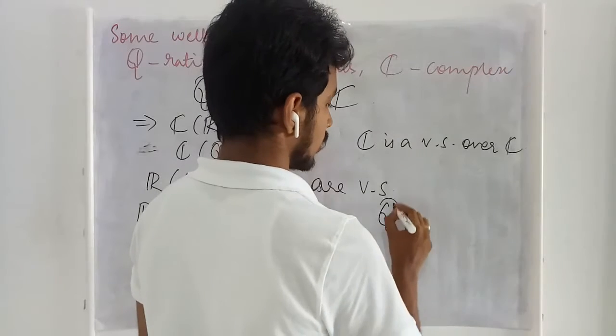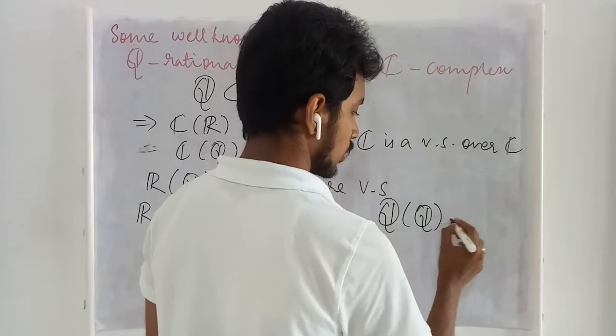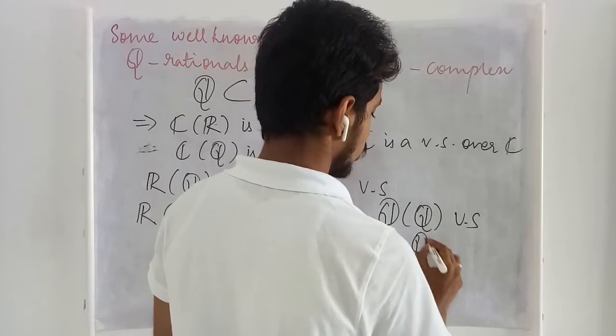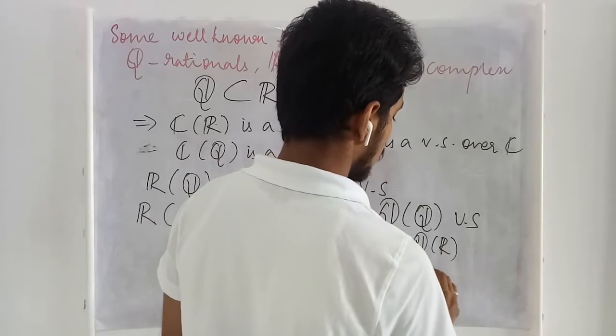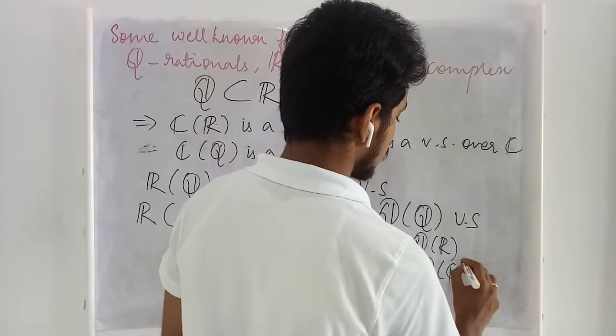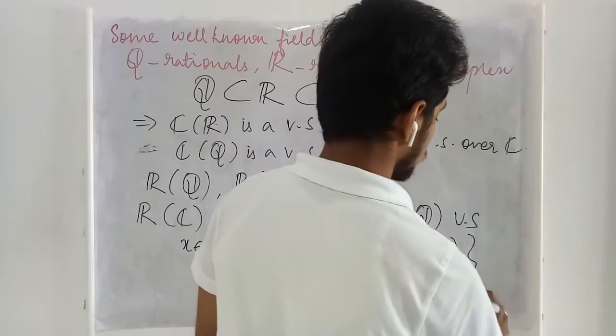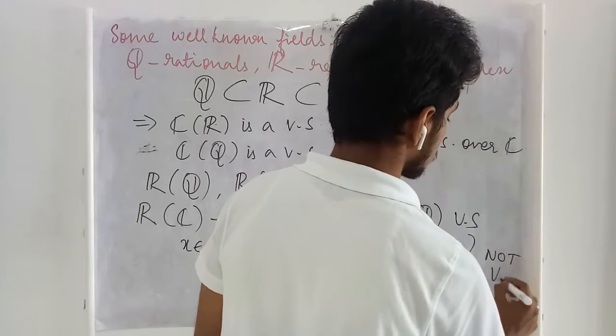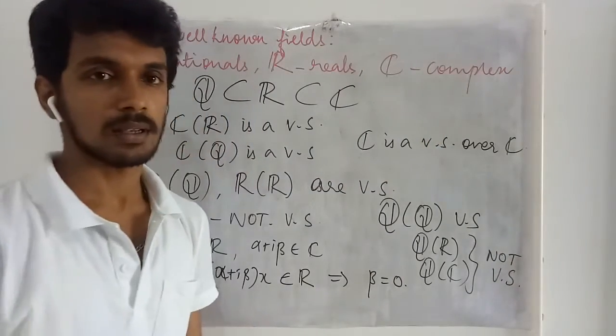Similarly, Q is a vector space over Q. But Q is not a vector space over R, as well as Q is not a vector space over C. These two are not vector spaces.